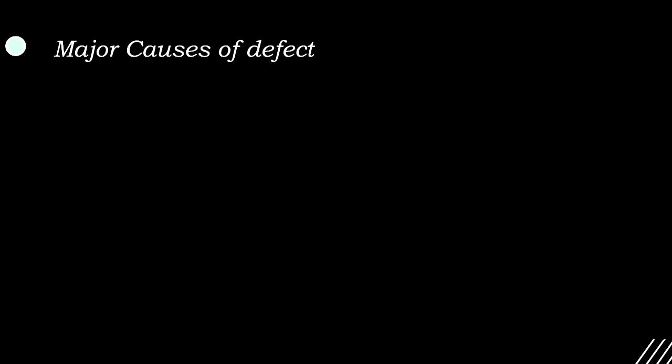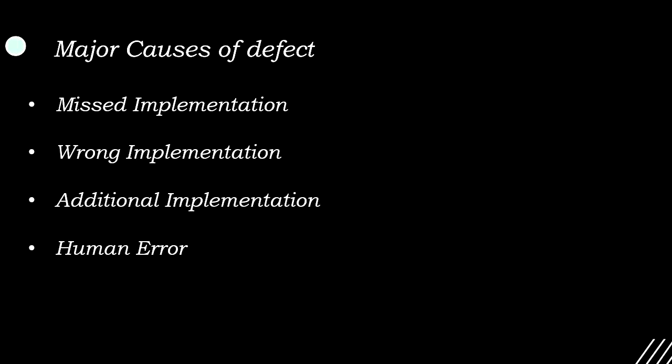Let's see what are the major causes of a defect to occur. Even though there are other reasons for a defect to occur, these are major causes that you have to keep in mind while testing. So, one is missed implementation, wrong implementation, additional implementation, and human error.